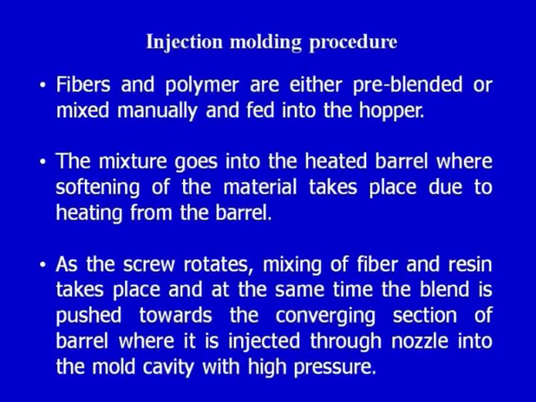So as the screw rotates, mixing of the fiber and the resin takes place, and at the same time the blend is pushed towards the converging section of the barrel, where it is injected through a nozzle into the mold cavity at high pressure. So the raw material is coming from the hopper. The raw material is either pre-blended, that is, the fibers are there in the polymer pellets, or they are manually mixed, the short fibers and the polymer pellets, and from the hopper the material is coming into the heated barrel.